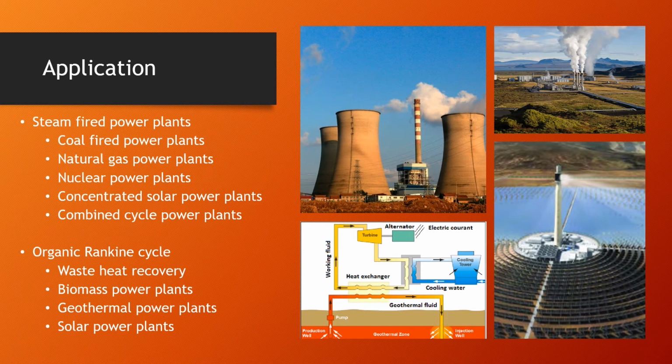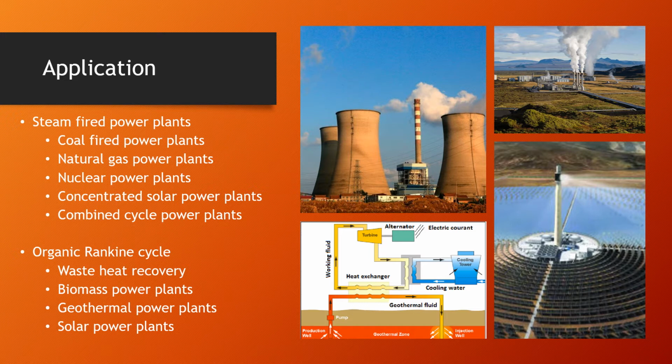The various usages of Rankine cycles can be found all throughout the power industry. They're used in coal power plants, natural gas, nuclear power plants, even in concentrated solar power plants. They're also used in combined gas turbine and steam cycle power plants.